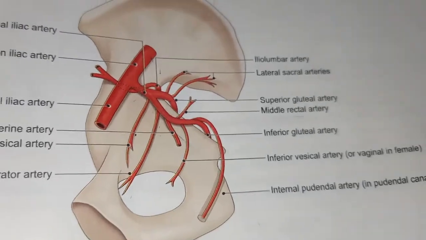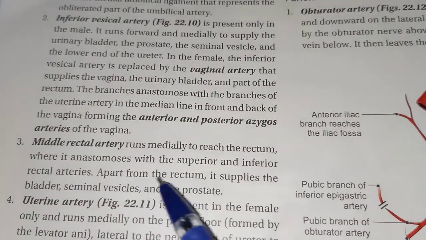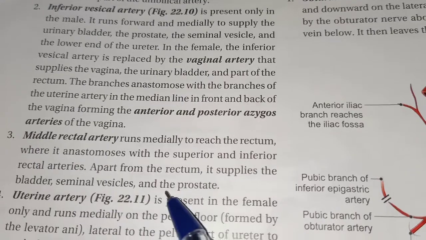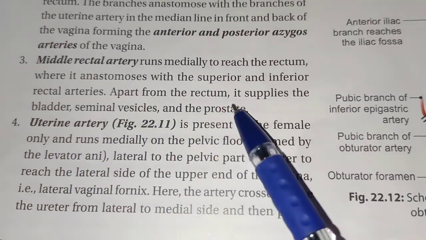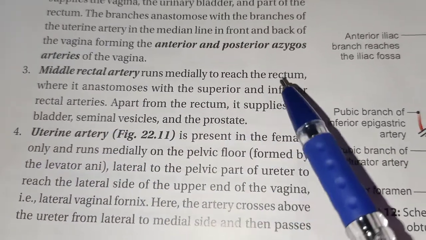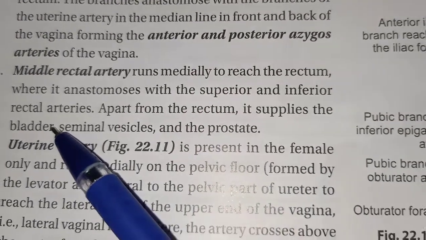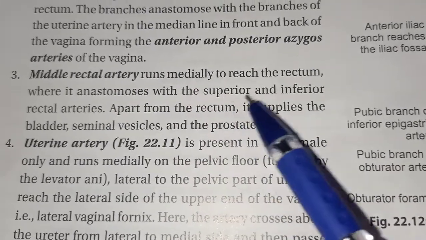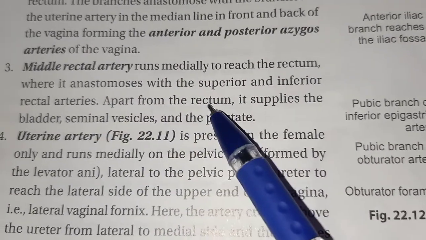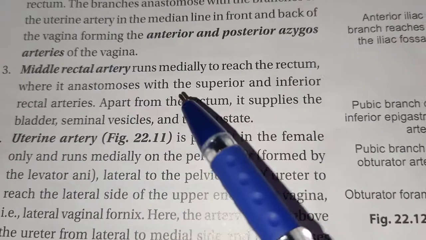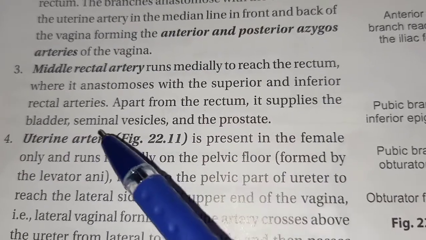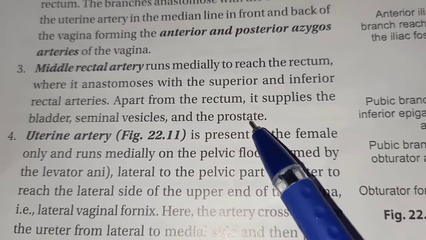So what is this middle rectal artery doing? It is supplying the rectum, the bladder, and the seminal vesicles and prostate. So this supply you have to remember. It anastomoses with the superior and inferior rectal arteries. So the middle rectal artery anastomoses with the superior and inferior rectal arteries, and it will supply the rectum, the bladder, the seminal vesicles and the prostate, the seminal vesicles and prostate being in males.